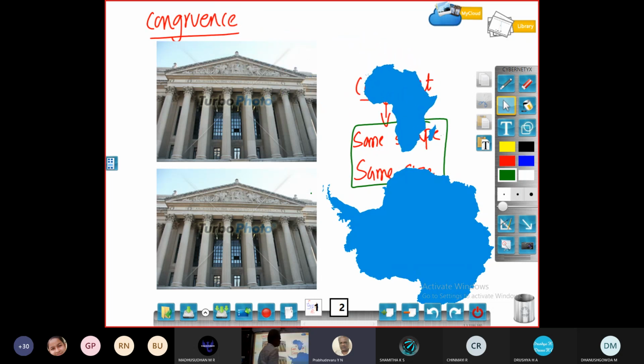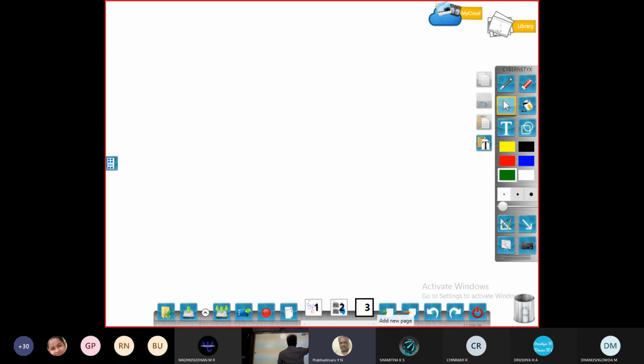Now tell me whether these two maps are congruent or not. No, sir, they are not congruent. Why are they not congruent? Sir, because they do not have the same shape and the same size. Same shape and same size are not there. Now let me take one more diagram.